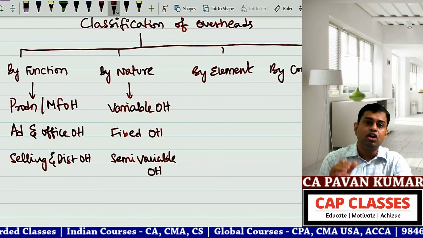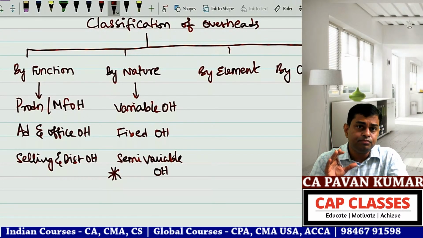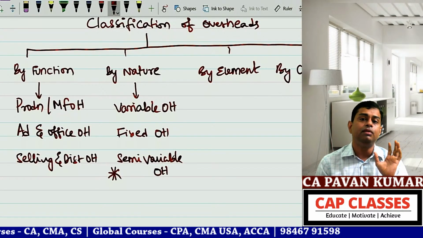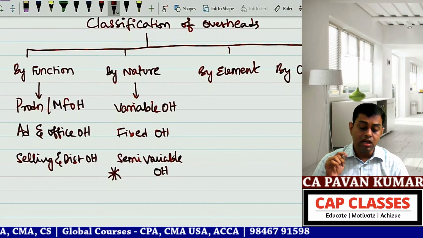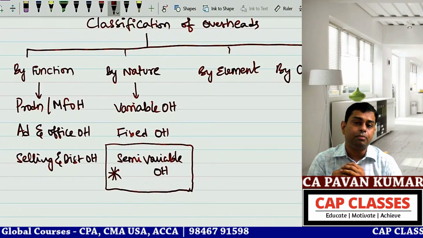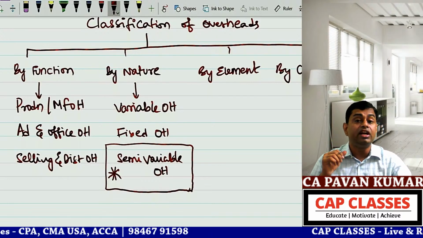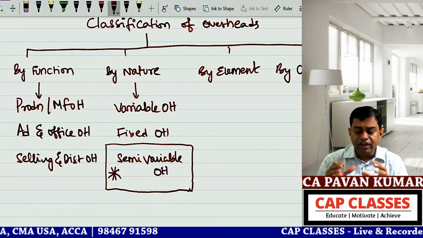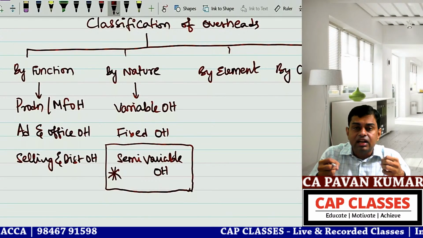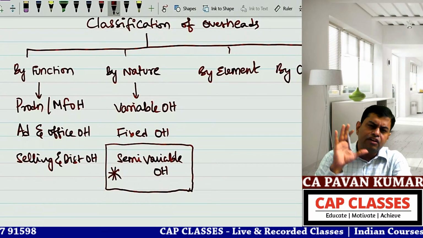Now what is semi-variable cost? This is very important. We'll solve one problem on this. Semi-variable cost will have two components, one component of which is variable, one component of which is fixed. This is very significant in your budgeting and budgetary control chapter. You prepare flexible budgets, no? In that, semi-variable cost plays a very big role. So whenever semi-variable cost is given, we need to split that into two parts. What are the two parts? Variable part and fixed part. I'll give you one example for that, don't worry.